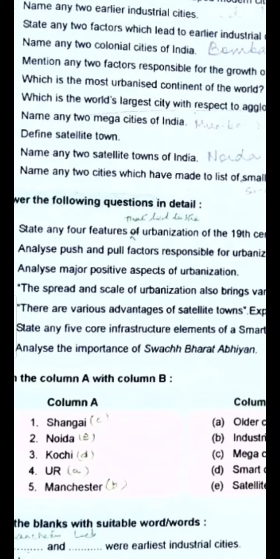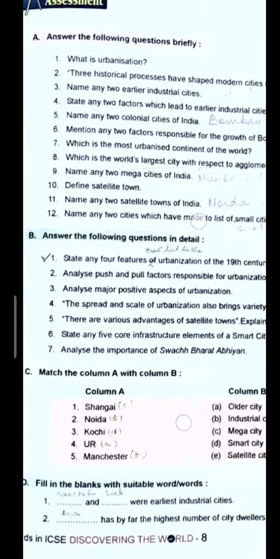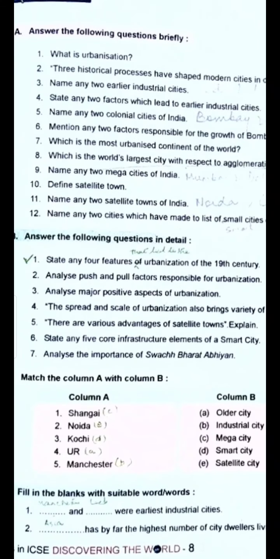So you have to write from there are various advantages till sustainable development, but in points so that you can memorize that easily. Is that clear? So various reasons that make the satellite towns environment friendly and easy to live. You have to name the various advantages of them in points.